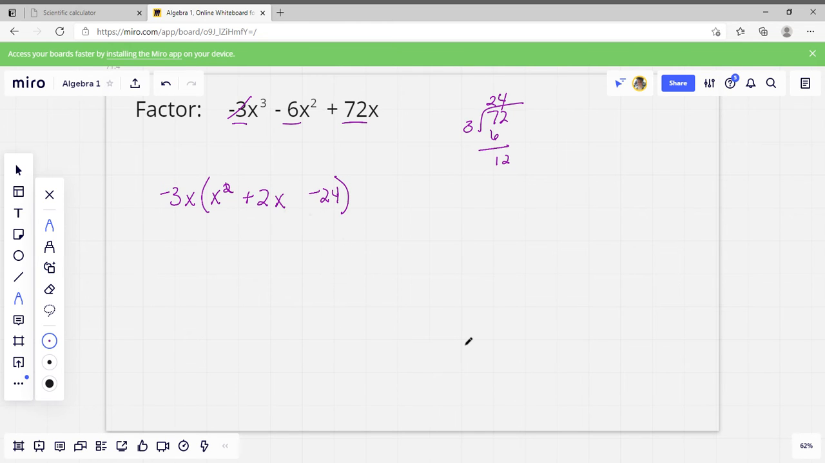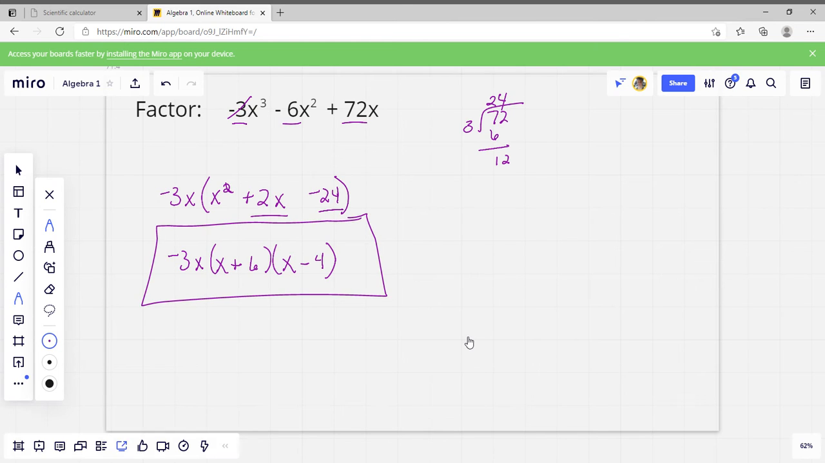Okay, so now we can factor this further. So we got negative 3x, and then we're going to write our parentheses, put our x's at the beginning, and we need numbers that multiply to make 24 and subtract to make positive 2. So 6 times 4 makes 24, and if we make our negative on the 4 and our 6 positive, then we'll end up with positive 2. So there's the answer to that one.